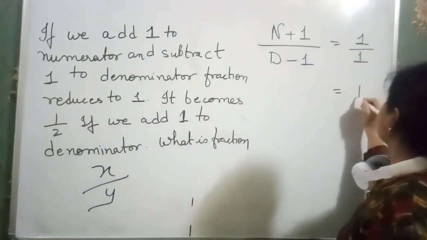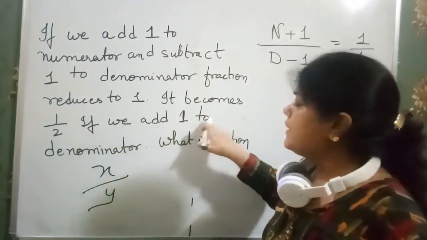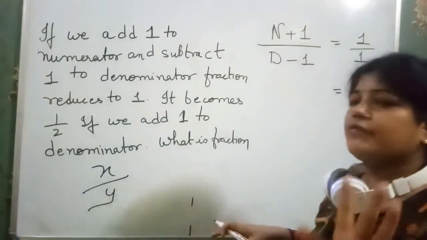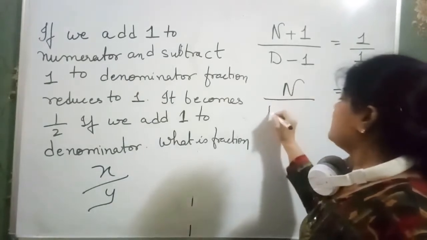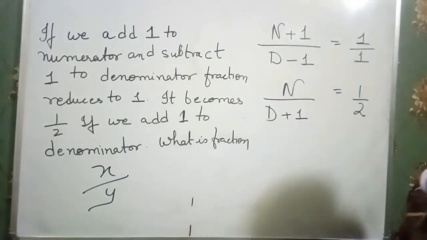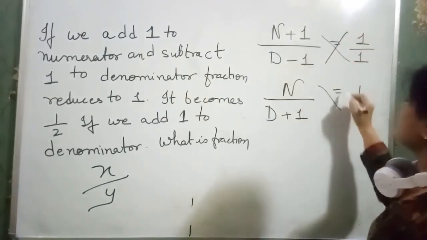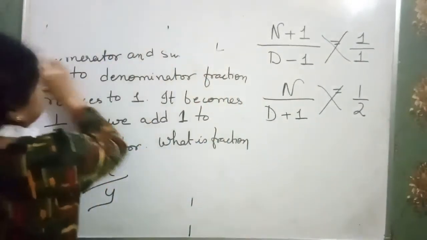That means here we have 1 over 2. If we add 1 to the denominator, there's nothing given to add in the numerator. So we write the numerator as it is, and in the denominator we add 1. Okay, I think now you can solve this. We just cross multiply it. So just watch on the blackboard.